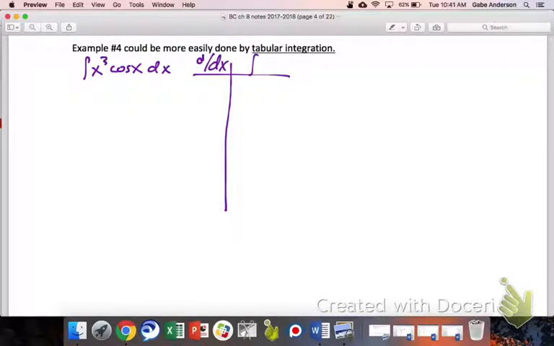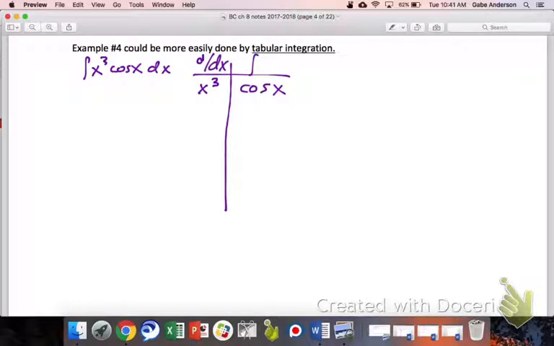In these situations, just like we set up with our ultraviolet voodoo thing, I want my polynomial to start off in the d/dx column and the other junk to start off in the other column. And so here's how we do this. I'm going to put x cubed right here, and I'll put cosine of x over there. And I'm just going to build my column out. So here's how I do that.